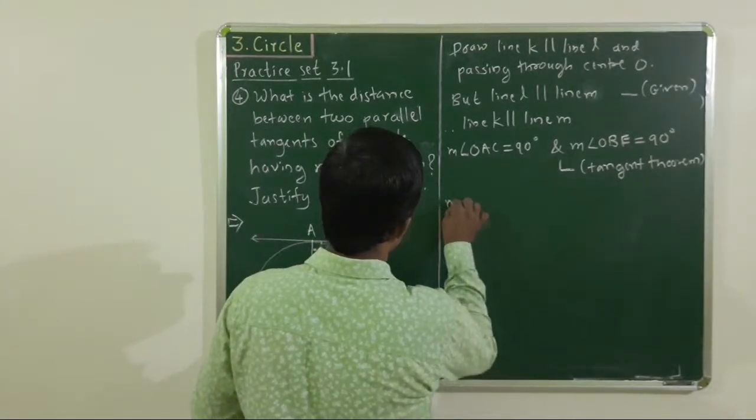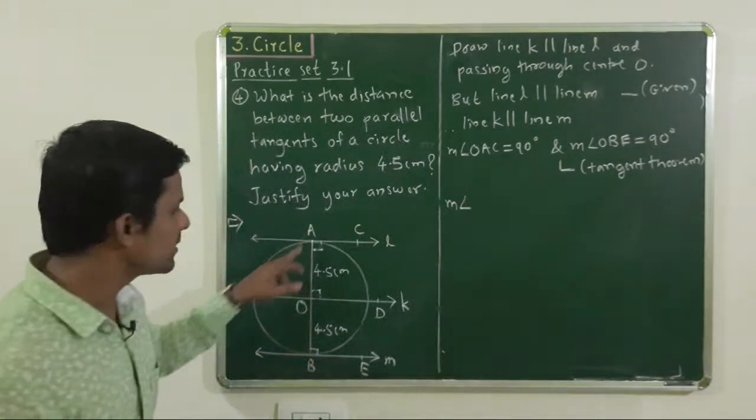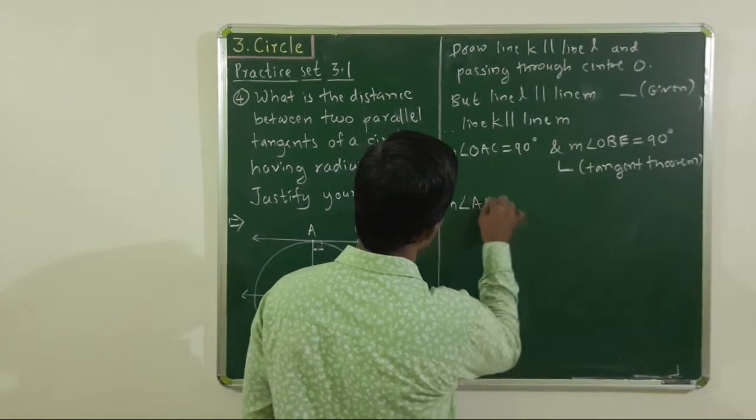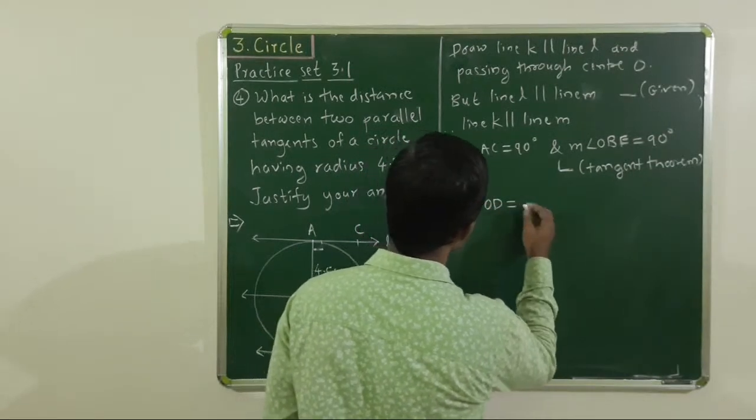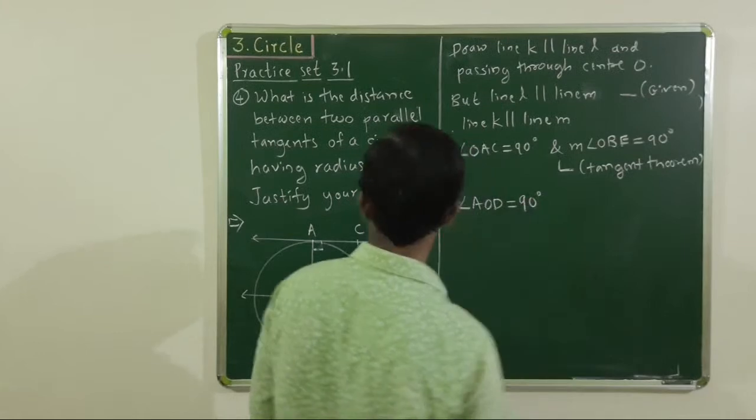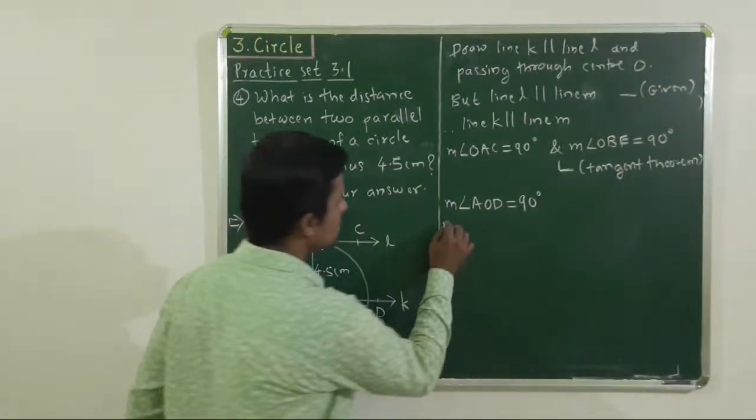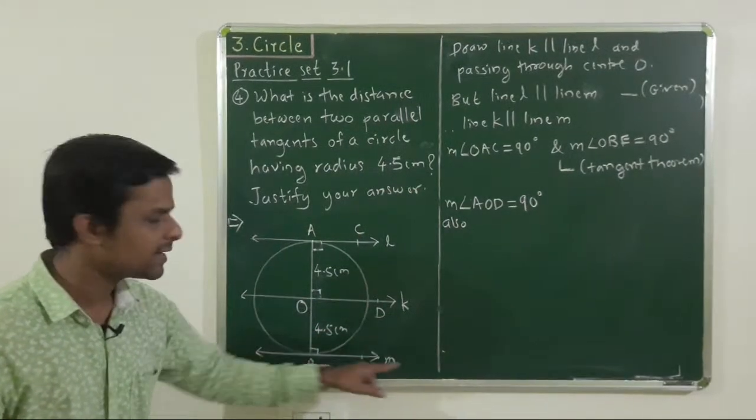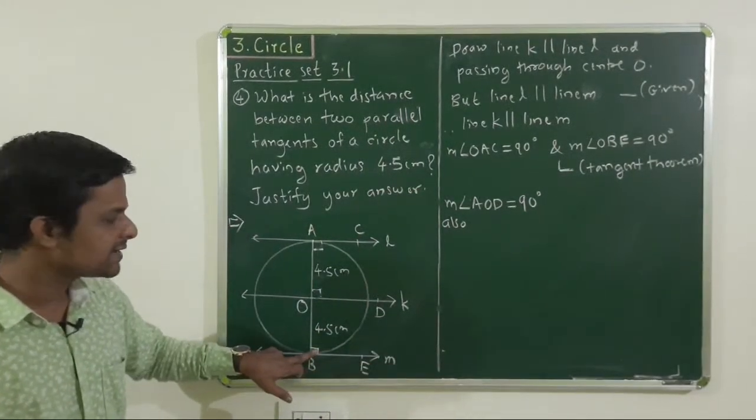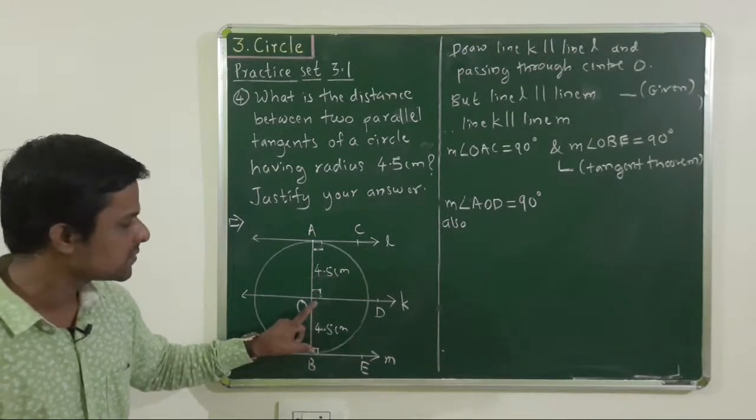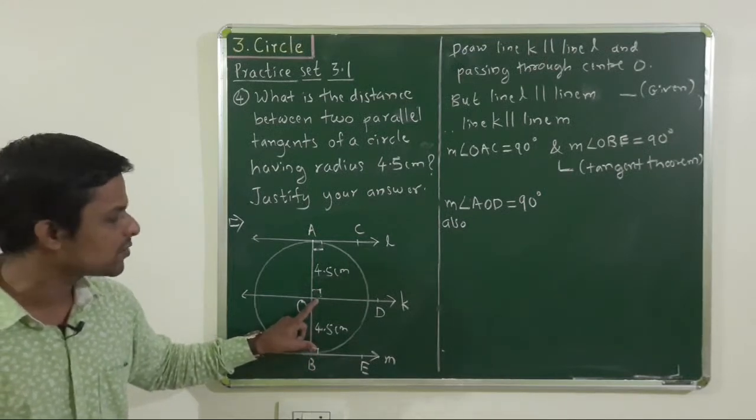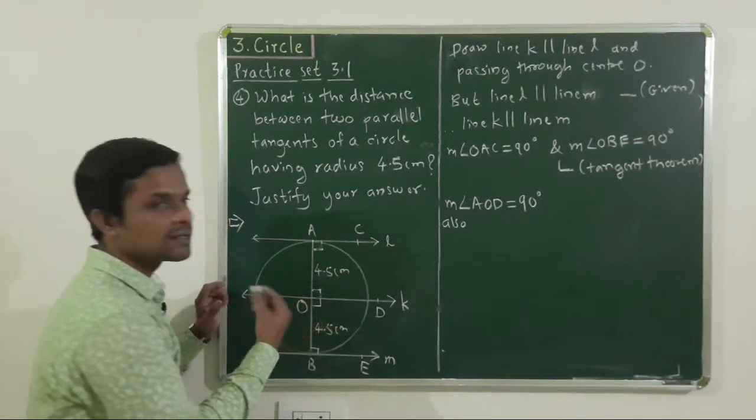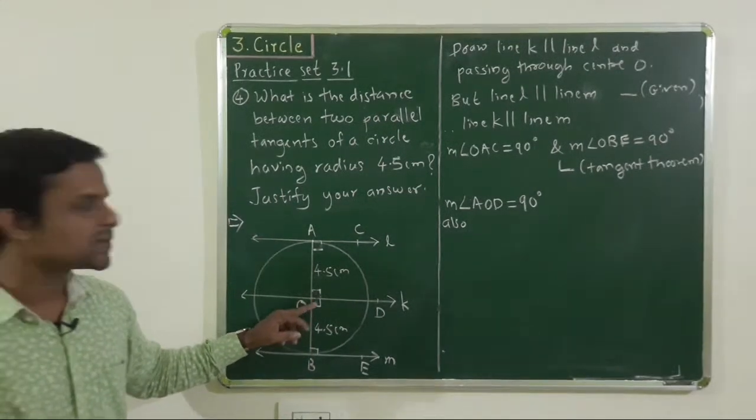Hence I am writing directly, measure of angle AOD is equal to 90 degree. Similarly, also observe these two lines, line K is parallel to line M and measure of this angle is 90 degree, and these two angles are interior angles, therefore the sum of these two angles is 180 degree. Out of these two angles, this angle is 90 degree, therefore the remaining angle will be 180 minus 90, therefore it is also 90 degree.